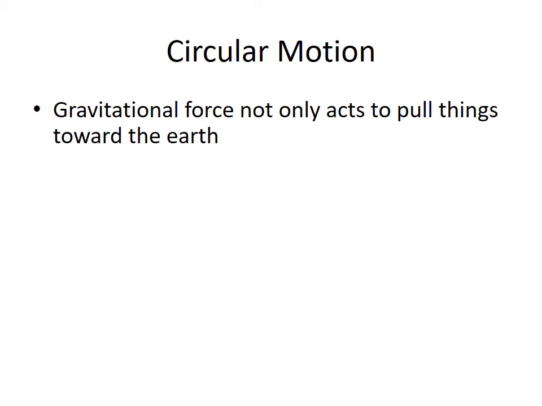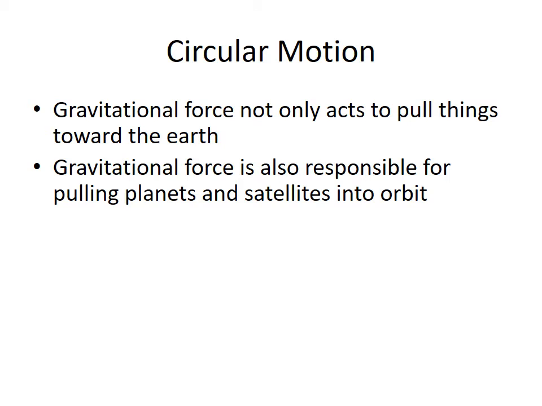So, gravitational force not only pulls things toward the earth, which is usually what we think of, it pulls us to the earth. Gravitational force is also responsible for our planets and satellites being in orbit. So a satellite, like the moon, is in orbit around the earth. It is Earth's gravity that is pulling it toward the earth, while its velocity is moving it away from the earth, and together those make circular motion.